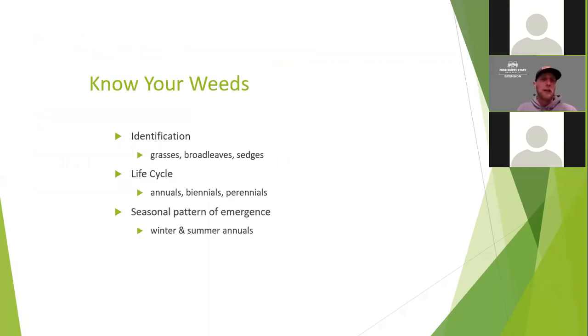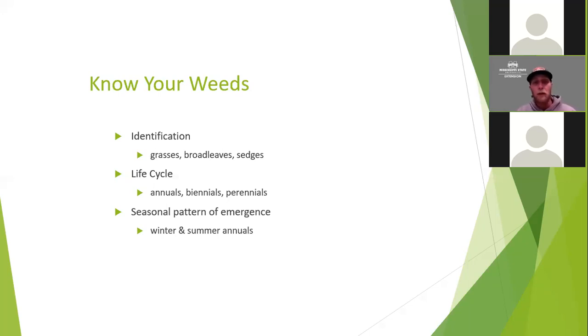A little bit more about identification. We've got three different types of weeds: grasses, broadleaves, and sedges. Once we get into those, we break those down even further. Based on their life cycle, we have annuals, biennials, and perennials. Annuals live for 1 year, set seed, and die. Biennials live for 2 years. The first year they grow vegetatively. The second year they grow reproductively, flower, then set seed, and then die. And then perennials live for many years.